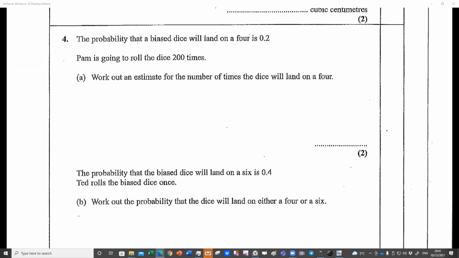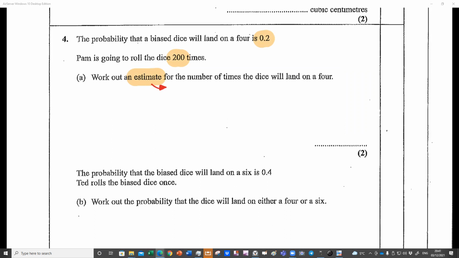The probability that a biased dice will land on a 4 is 0.2. Pam is going to roll the dice 200 times. Work out an estimate for the number of times the dice will land on a 4. So the key parts, I've highlighted them. What does the word estimate mean to you? What do they want you to do? Does the word estimate literally mean estimate? Like, do they want you to guess it or round it? What does the word mean in the context of this question?